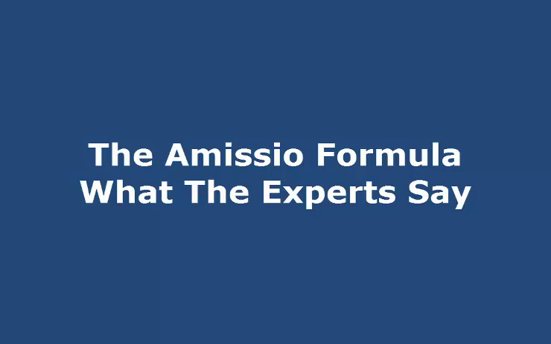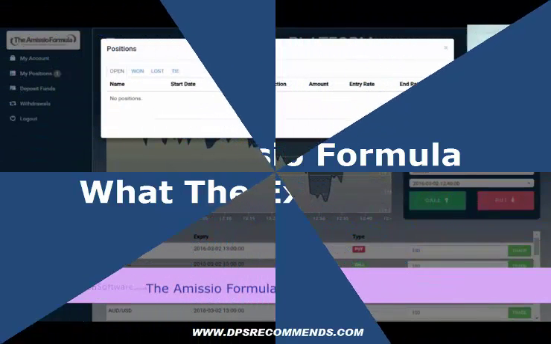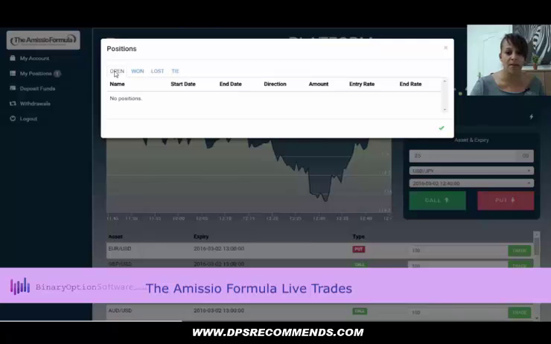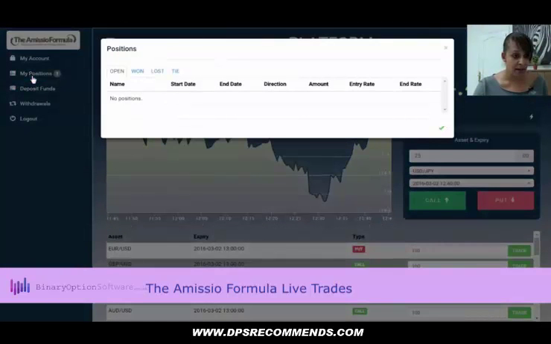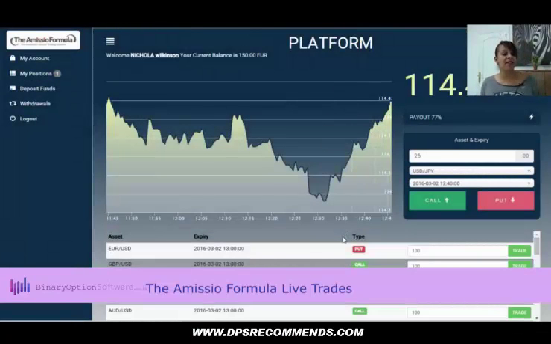Can see here I've got one open position, which is the trade. I've got no open positions. It hasn't expired. I should have an open position because you can see it here, but for some reason it's not showing on there. I think the Amissio formula has a few teething problems. Anyway, I'm going to place a trade.